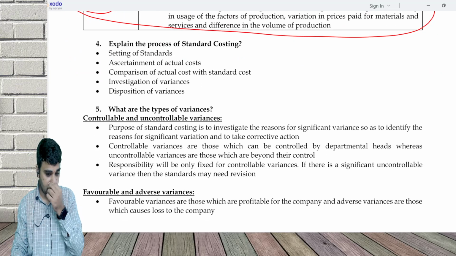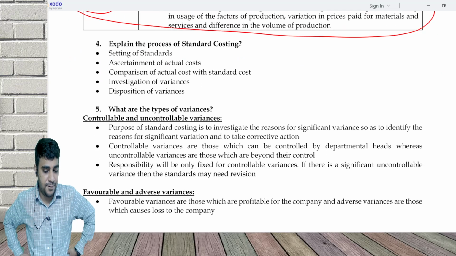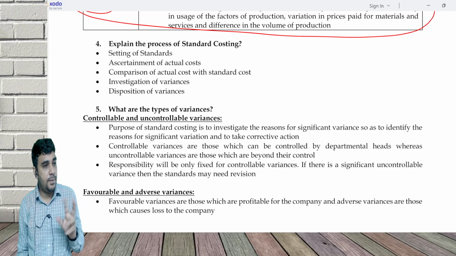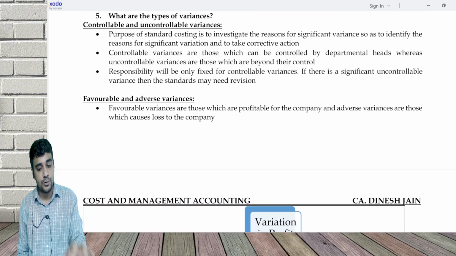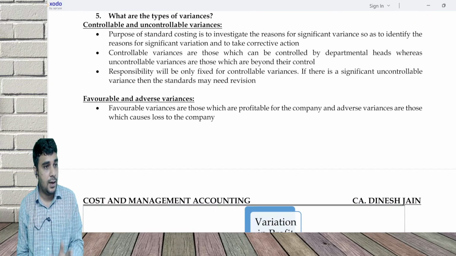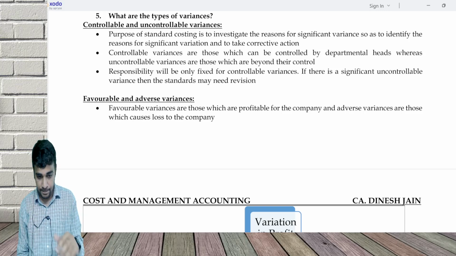Next is, what are the types of variances? We have different categories. Favorable and adverse. Favorable is something which reduces the cost or increases the profit. Adverse is something which is going to increase the cost or reduce the profit. So favorable variances are those which are profitable for the company. Adverse variances are those which cause loss to the company. Nothing to be explained there.